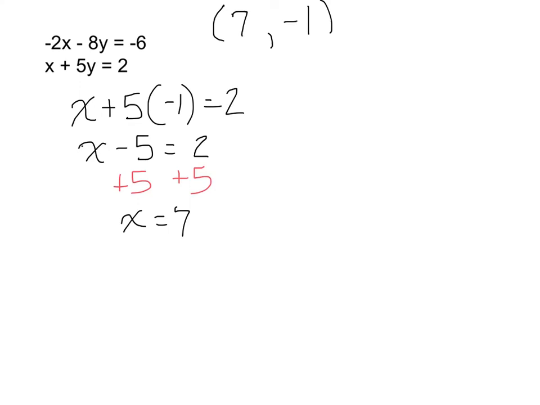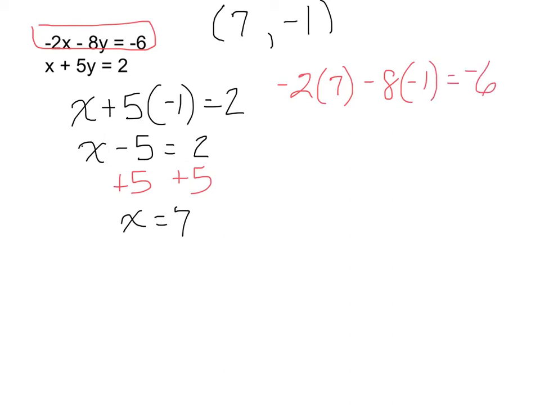And all we want to do is go back, substitute it in for each equation, and make sure that it works. So we have negative 2 times x. We determined that x is equal to 7, minus 8 times y. y we determined was negative 1, and that needs to equal negative 6. Negative 2 times 7 gives us a negative 14. Negative 8 times negative 1 gives us a positive 8. Does negative 14 plus 8 give us a negative 6? Yes. So we know that that ordered pair works in the first equation.